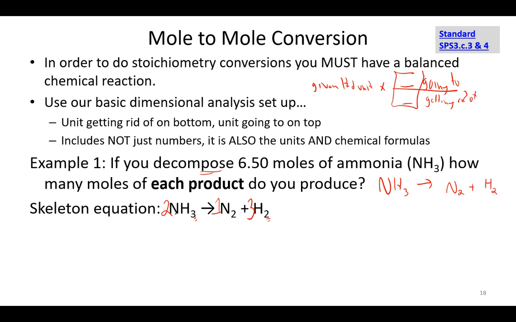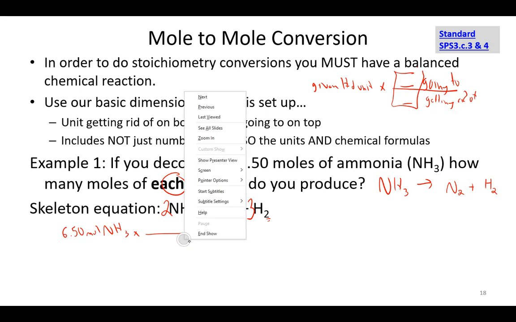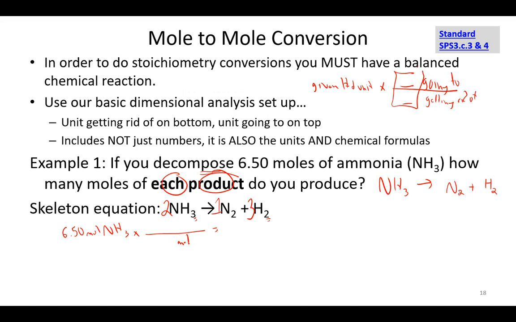So to give me a little bit more space, I'm going to leave my balanced equation here in red. It says each product, so I'm actually answering 2 problems at one time. If I start with 6.50 moles of ammonia, how many moles of nitrogen will I produce? That's one of my products. So I know that I'm going from moles of ammonia to moles of nitrogen. I'm getting rid of ammonia and I'm going to nitrogen.